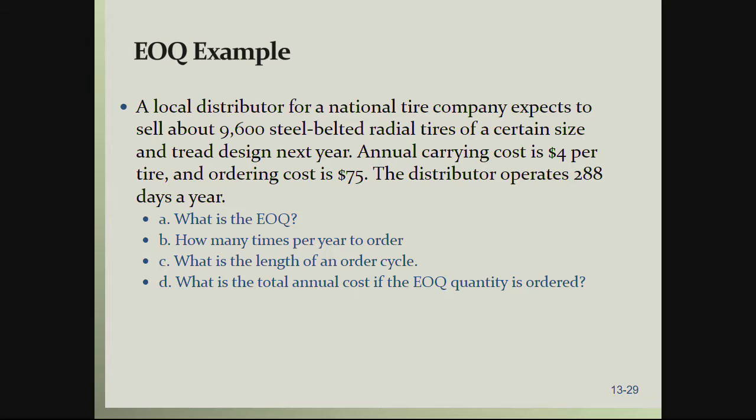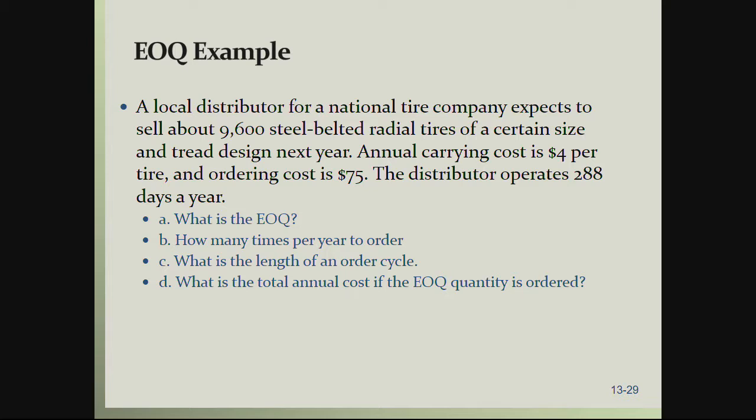What about 75? Now everybody should understand. Which one corresponds to 75? Yes, Angela. Again, very smart. 75 is the ordering cost. You can see that it's pretty straightforward. We have all the information we need. The distributor operates 288 days a year. Well, that means they definitely have weekends or holidays. So they only operate 288 days per year.